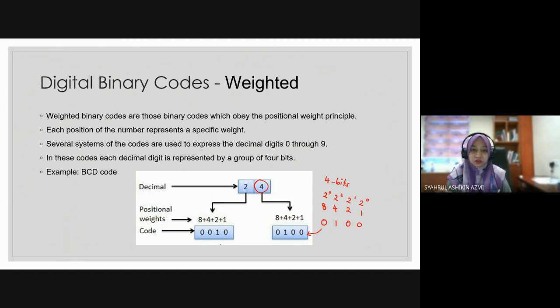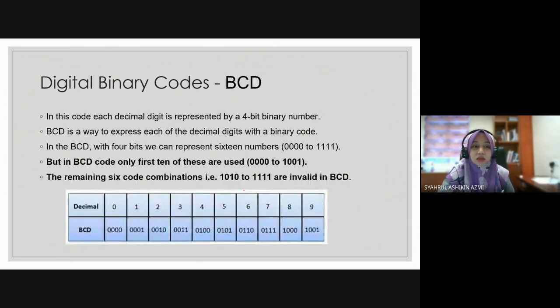The rest make it as 0, so that it will be equivalent to 2 in decimal. Right. So for these digital binary codes, which is in the second category, what we call BCD, this BCD is what we call a non-weighted code because it doesn't carry any weight. Okay. So this BCD can be represented in 4 bits, from 0000 up to 1111.